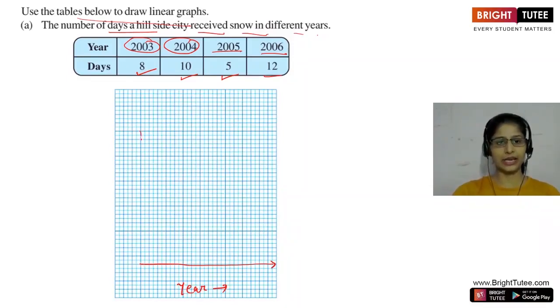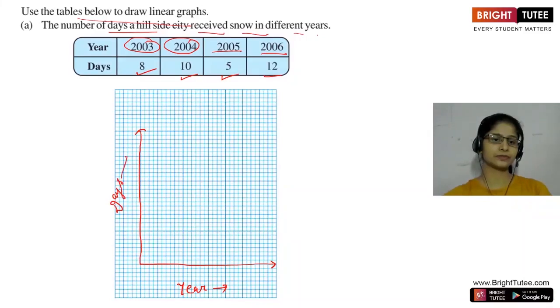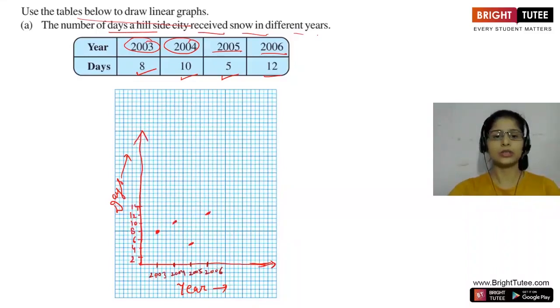So let's draw the vertical line also. And on the vertical line, what are we going to show? We are going to show days. Okay, now year is 2003, then 2004. So let us just take one box for one complete year. So on the horizontal axis, I have shown the year. On the vertical axis, I have shown the number of days.